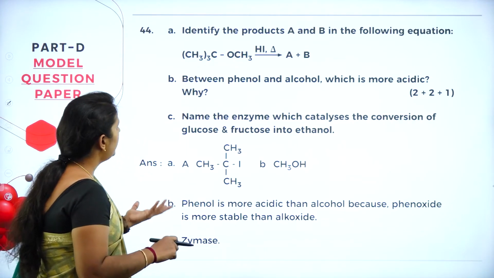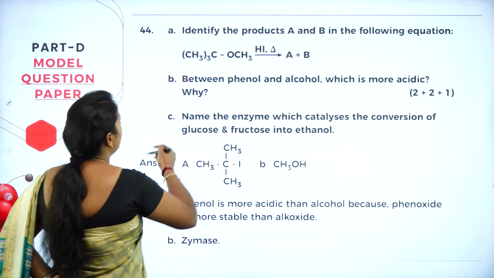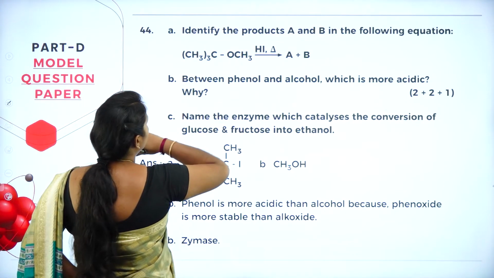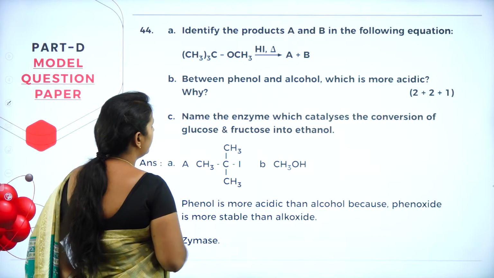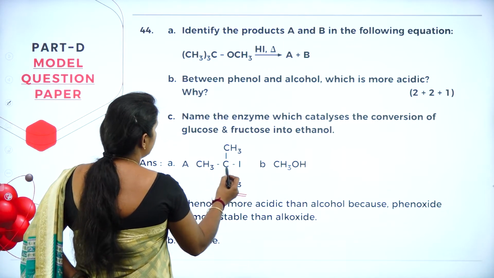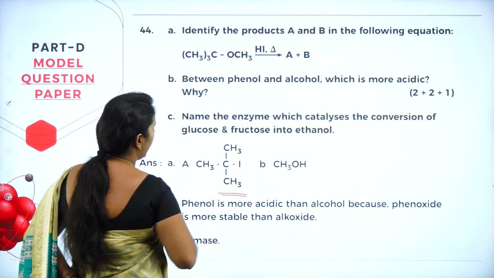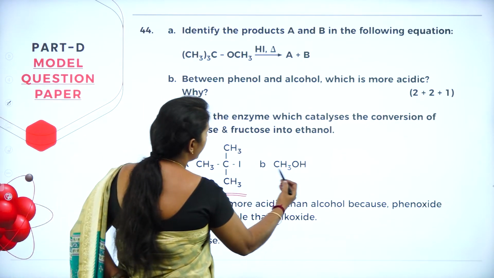We know that when (CH3)3C-O-CH3 reacts with hydrogen iodide upon heating, it will form CH3, this is tertiary butyl iodide, with the formation of what?